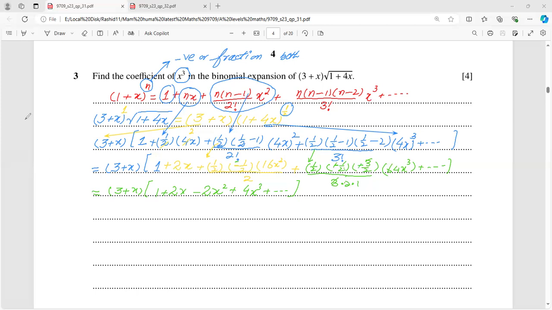Now I have to write the answer over here, just like this one. Expand the brackets. So you have to multiply with 3. It becomes 3 plus 6x. Then you have the minus 6x square. Multiply with 3. You will get the plus 12x cube. So I explained this one, 3 will multiply by each term.